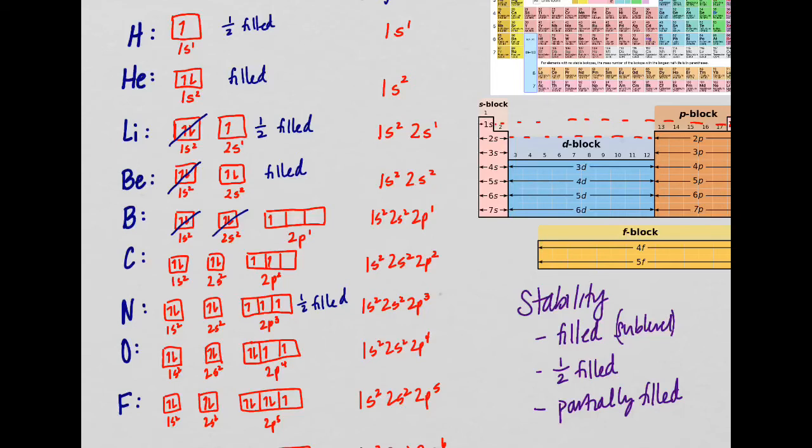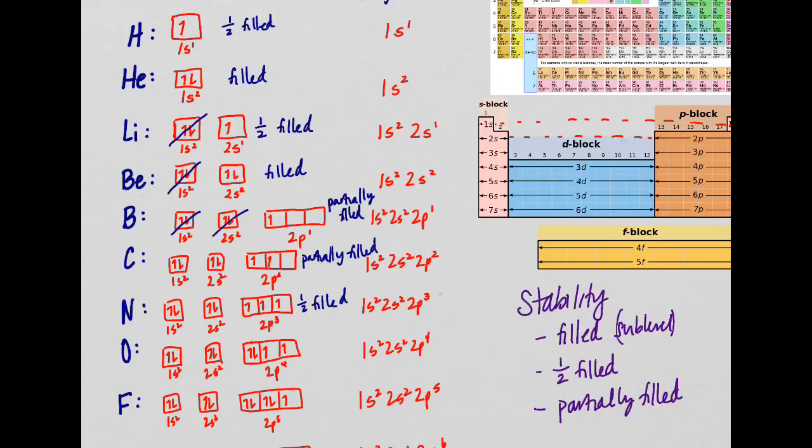So this one is half filled, but what about boron? Boron, it's not filled, it's not half filled, therefore it's what's called partially filled. Same thing with carbon. It's not half filled, right? The 2p can hold 6 electrons, but it only has 2. So that's not half. That means that it's partially filled.